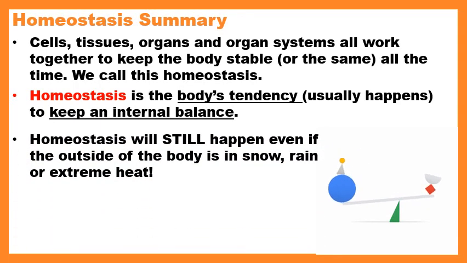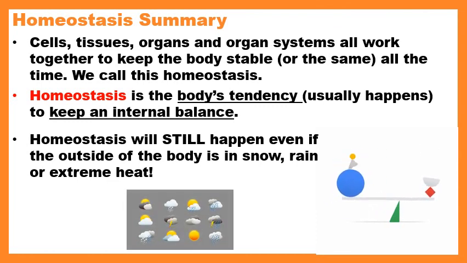Homeostasis will still happen even if the outside of the body is in snow, rain, or extreme heat. You don't want things inside your body to change too much. When that happens, you get sick. So again, your body is going to work really, really hard to keep the inside the same, regardless of if it's snowing, raining, or windy, no matter what's happening. That's why our body temperature is pretty much constant, around 98 degrees.